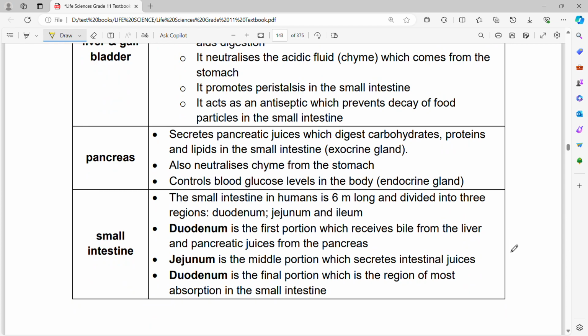Pancreas, another structure present in the digestive system. The pancreas secretes pancreatic juice, which digests carbohydrates, proteins and lipids in the small intestine. Pancreatic juice secretion is through the pancreatic glands, which are exocrine glands in nature. Also, it neutralizes chyme from the stomach and controls blood sugar level in the body.